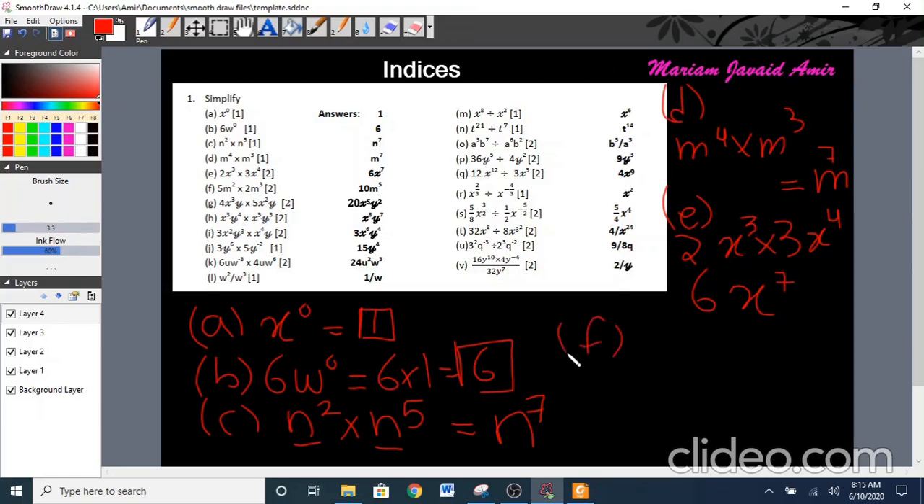Part F, 5m squared times 2m cubed. This gives 5 times 2 is 10, then m power 5, because the powers get added, 3 plus 2 is 5. Okay.